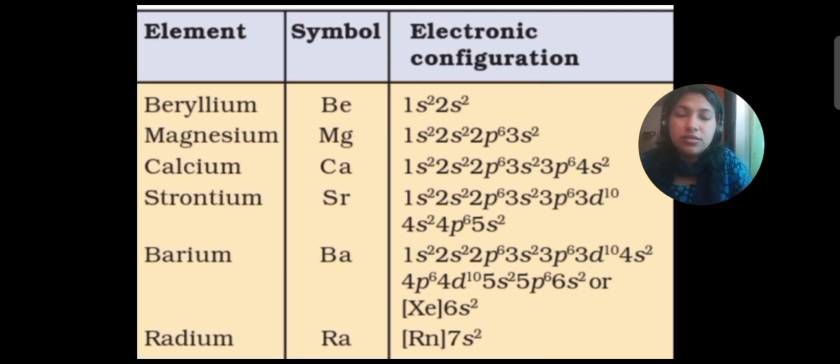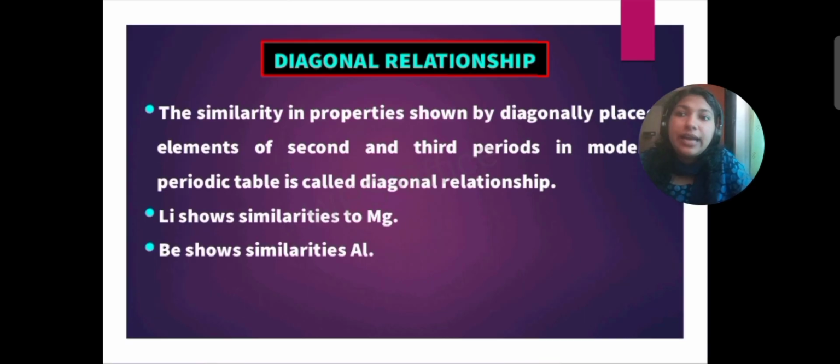Next, the second group elements, alkaline earth metals. In beryllium, atomic number is 4, so the electronic configuration is 1s2, 2s2. Magnesium's atomic number is 12, so it is 1s2, 2s2, 2p6, 3s2. Then calcium's last electrons enter 4s2, strontium 5s2, barium 6s2 and radium 7s2. So the last electron enters the s orbital, so these are considered S block elements. The outermost shell of alkaline earth metals has only 2 electrons.